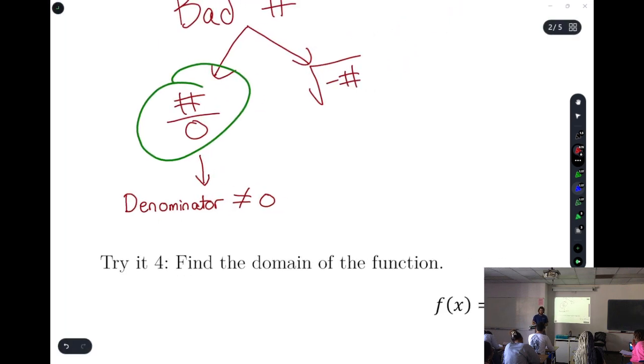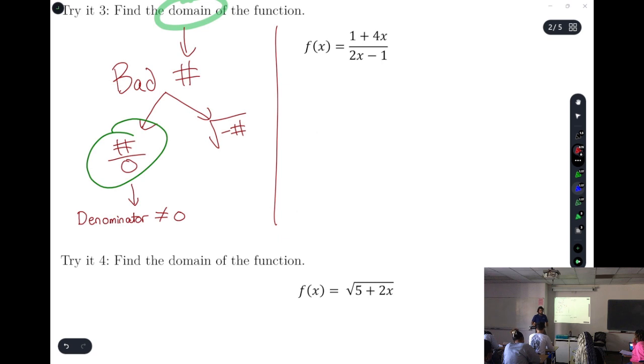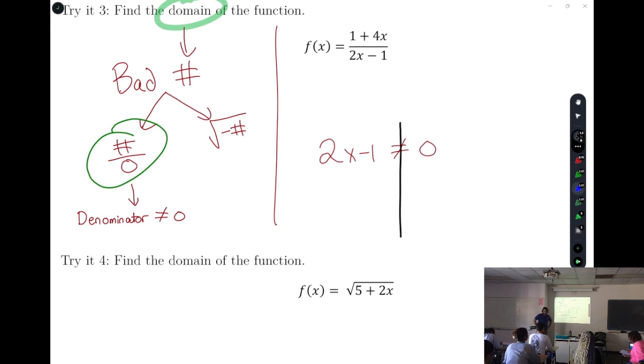And then we're going to actually go over to the problem and write that. So what is the denominator? Big old math word. 2x minus 1 better not be 0. And I leave that to you to solve normal style.